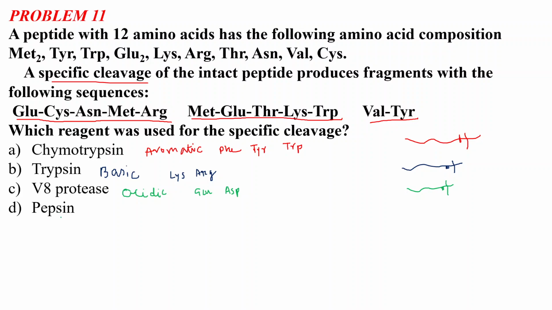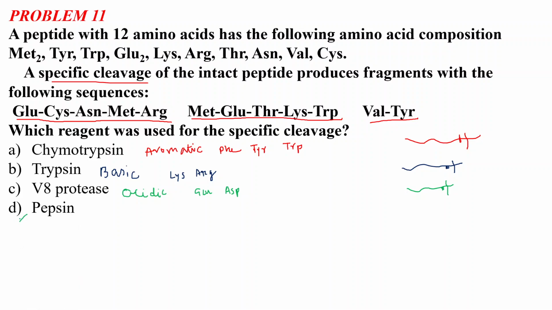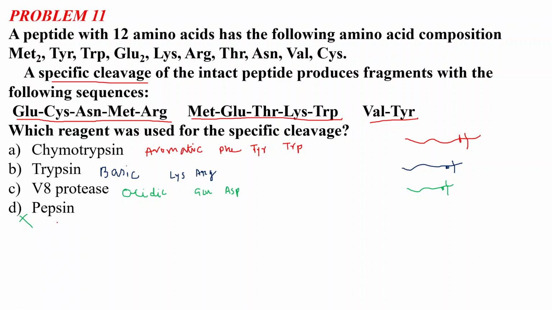Pepsin we do not use for specific cleavage, because pepsin has a very broad specificity. Because of this, it will cut the peptide chain anywhere it likes. It will not give us any specificity which we can use for peptide sequencing, so pepsin is not used for peptide sequencing. So option D is ruled out first, because pepsin is not specific.